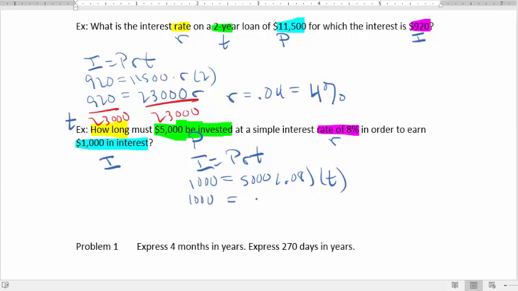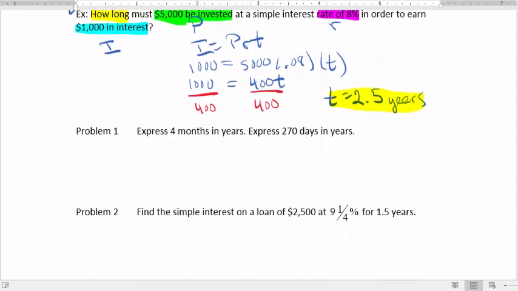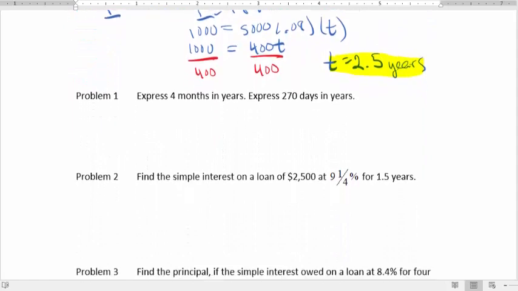Multiply 5,000 and 0.08 and I'm going to get 400. And now to solve this, I would just divide by 400. And 1,000 divided by 400 is actually just going to be 2.5. So 2.5 years it'll take to earn $1,000 in interest, right? Because 8% is a pretty high interest rate. That's not really too realistic to get 8% interest, but it'll only take 2.5 years.